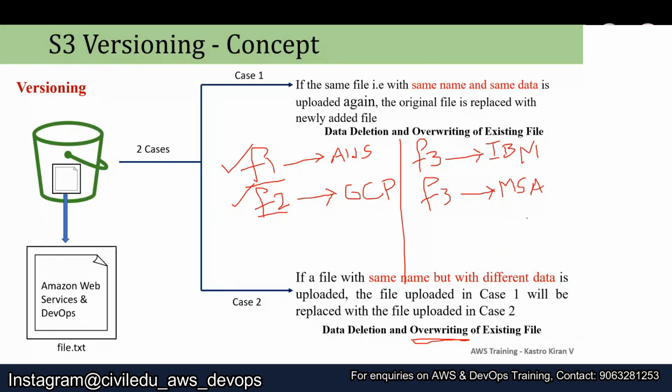MSA I'll write. Now, what will happen in this case? Since the file names are the same, the old file that is available will get deleted and only the latest file will be added. Now, suppose the third time you create the same file with the name f3, and you write the content as Linux. What will happen in the third case? Whatever old file is available with the same name will get deleted and the latest file will get added. So this happens only when you have the same file name.